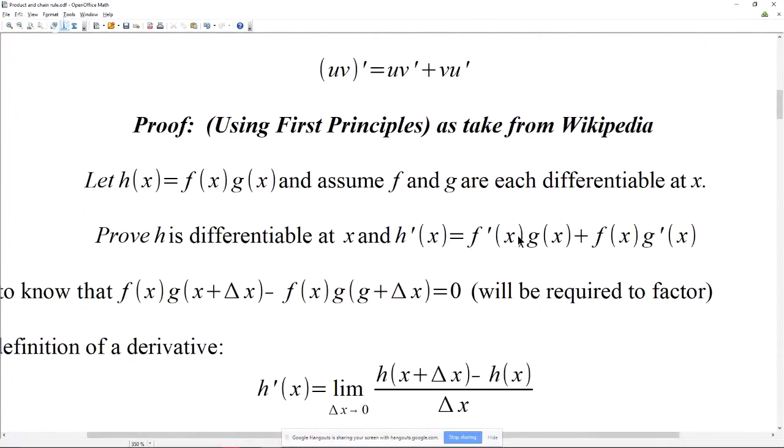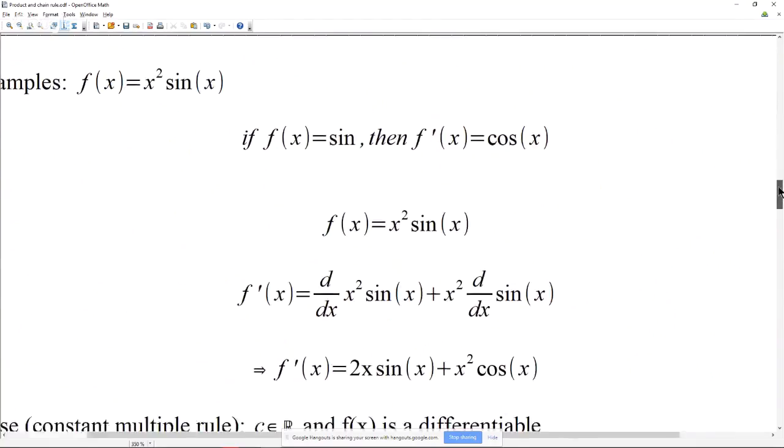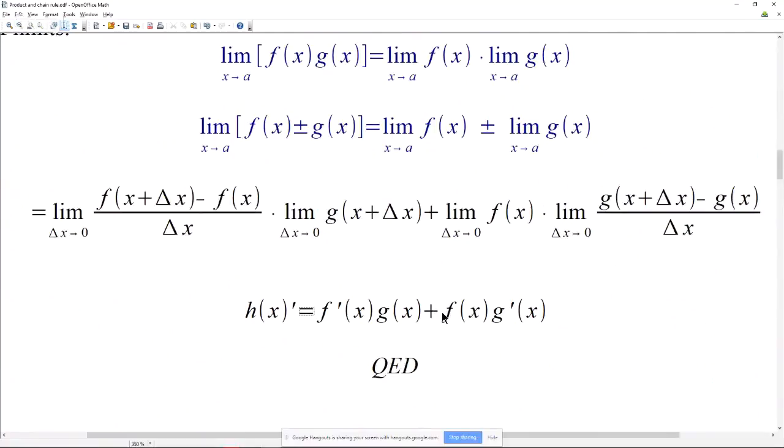Okay, see where my cursor is? So this is what we're trying to prove, and we ended up with this. There you go, Steve. That's the proof of the product rule from Wikipedia.